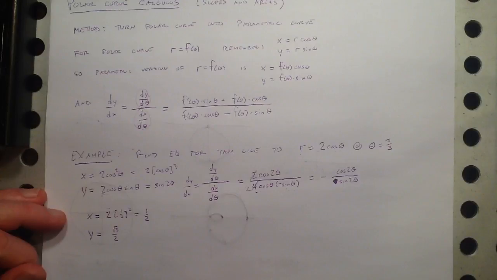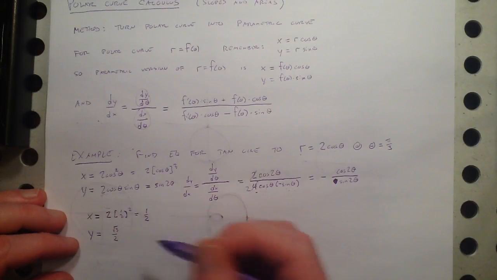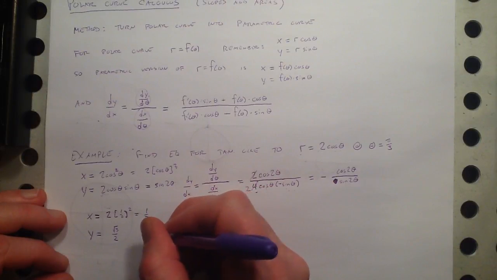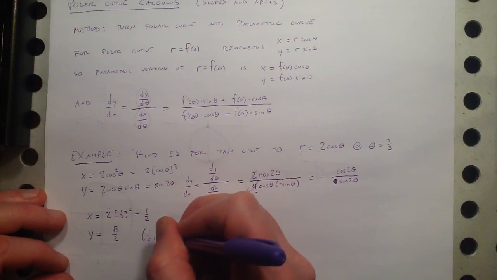Yes, you need to know this trig stuff. It's a thing. So there's my point. Point's 1/2 comma square root of 3 over 2.